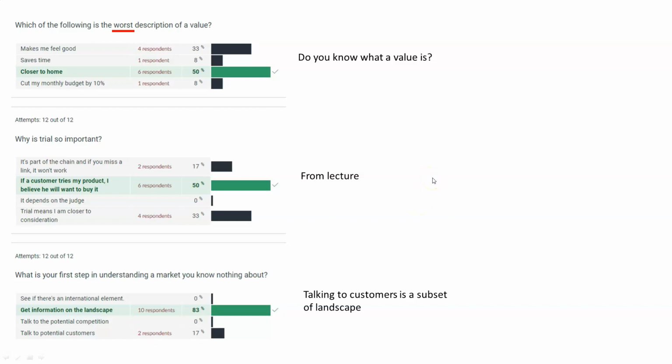What is your first step in understanding a market you know nothing about? This is straight out of the strategy lecture. And I'm glad to see most people got it right. Get information on the landscape. Now, for those who had talked to potential customers, you might be TEM victims. And that's what they always say to you. Go talk to a customer. Go talk to a customer.